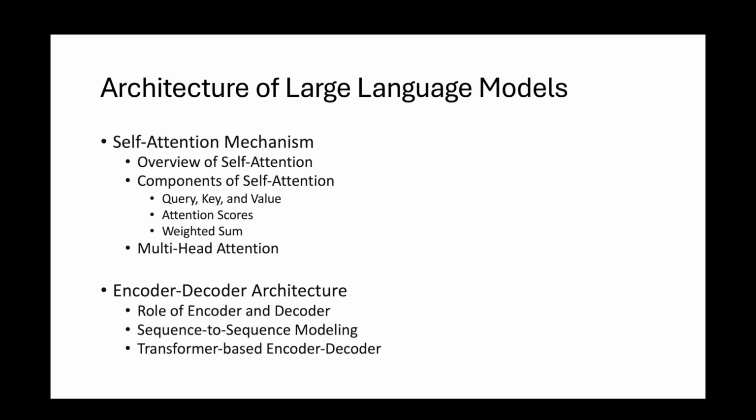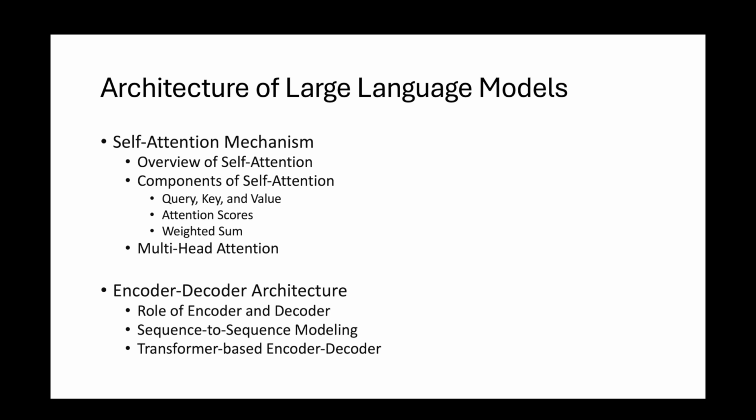Self-attention mechanism. Overview of self-attention. Self-attention is a mechanism that allows a model to weigh the importance of different words in a sequence when processing each word. It computes a weighted sum of the embeddings of all words in the sequence, where the weights are determined dynamically based on the similarity between words.